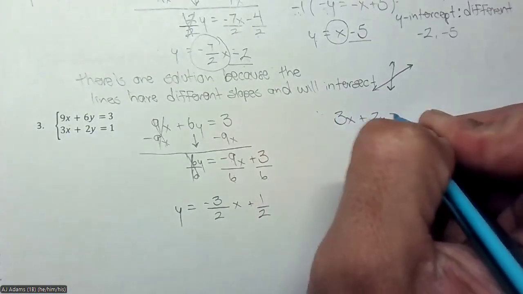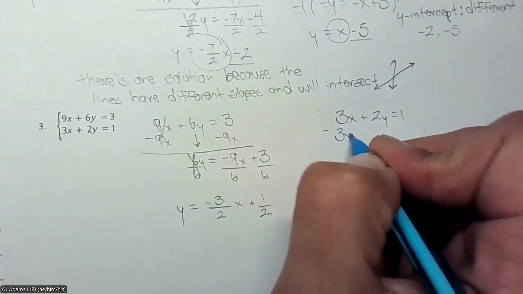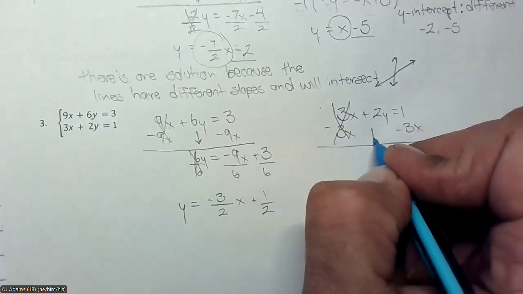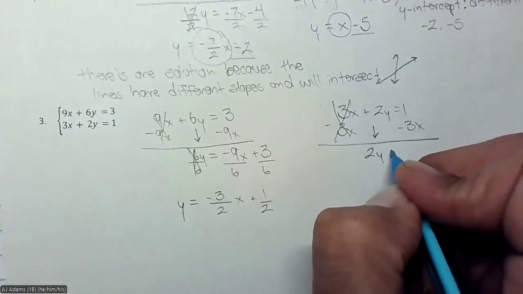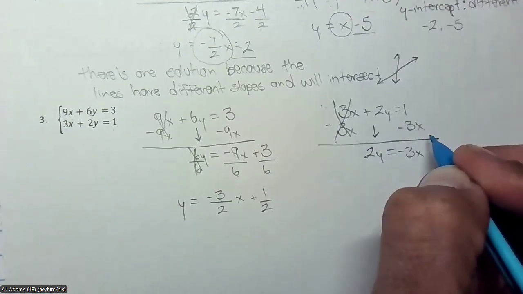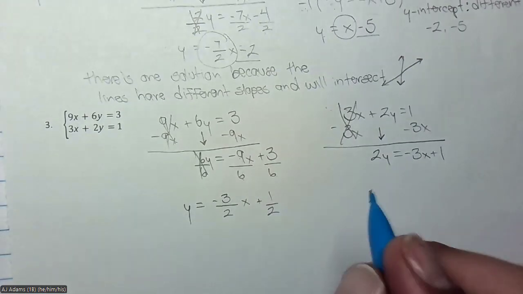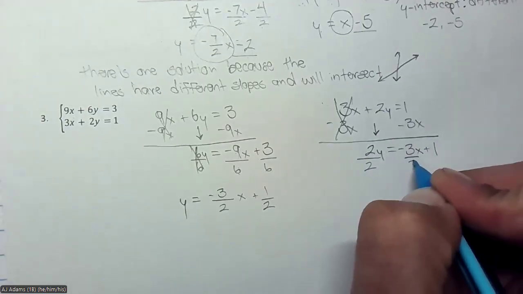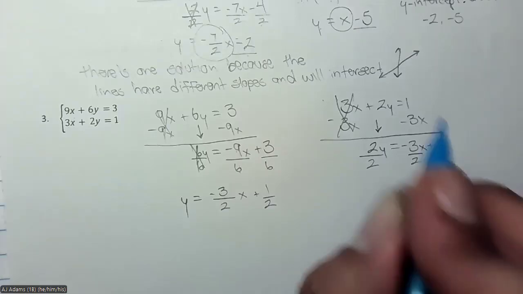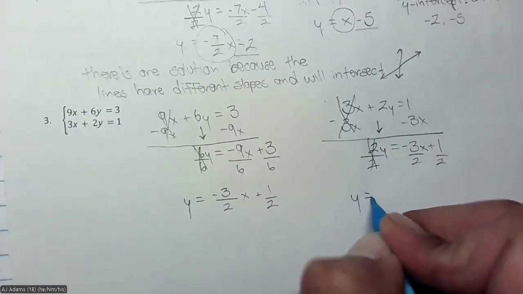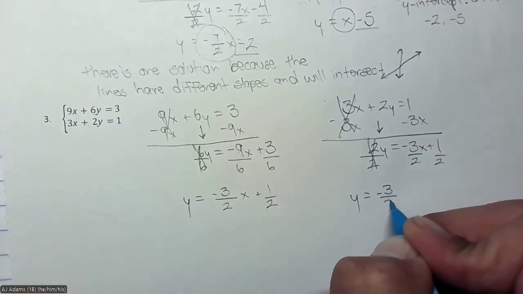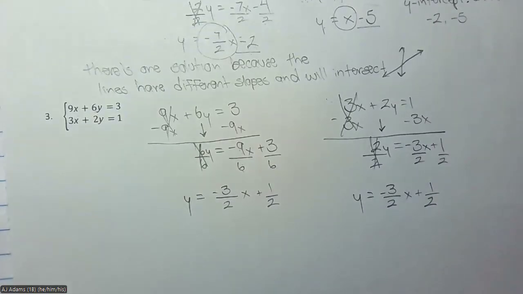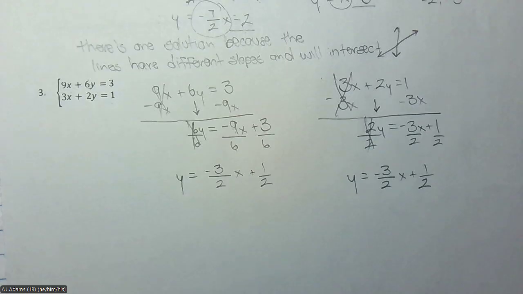3x plus 2y equals 1. We have to subtract 3x from both sides. These terms cancel out. We can bring down that 2y equals negative 3x plus 1. And then we have to get the y by itself. So we should divide by 2 across the entire equation. We cancel out these 2's. Y equals negative 3/2 x plus 1/2. And now we have two equations that are in slope-intercept form.